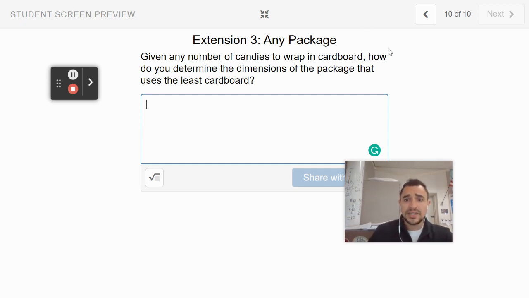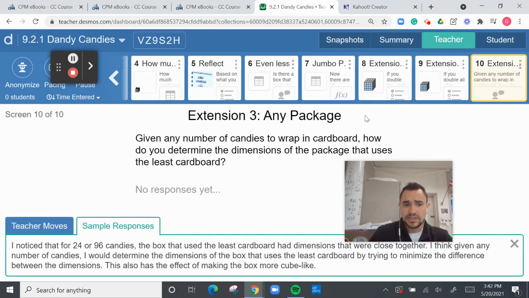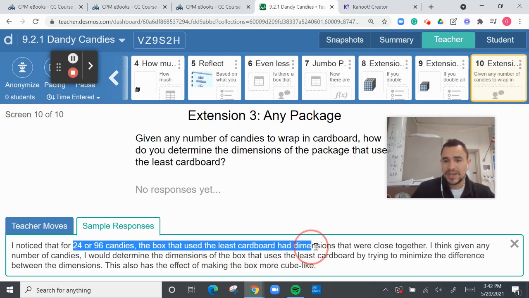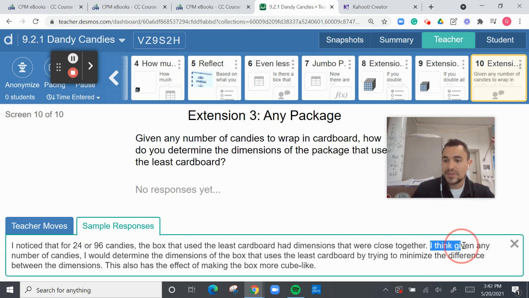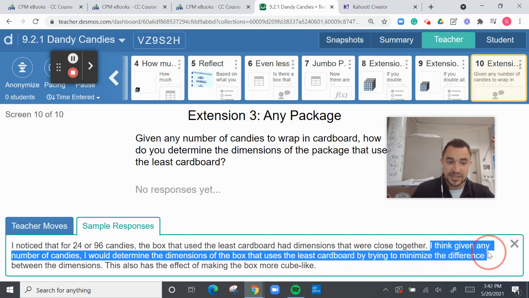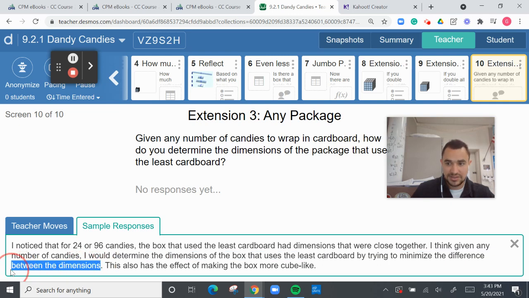So given any number of candies wraps, how do you determine the dimensions of the package that uses the least amount of cardboard? Let's go ahead and take a look at sample responses, for example. So I noticed that for 24 or 96 candies, the box that used the least cardboard had dimensions that were close together. So as I said before, I think that given any number of candies, I would determine the dimensions of the box that used the least cardboard by trying to minimize the difference between the dimensions.